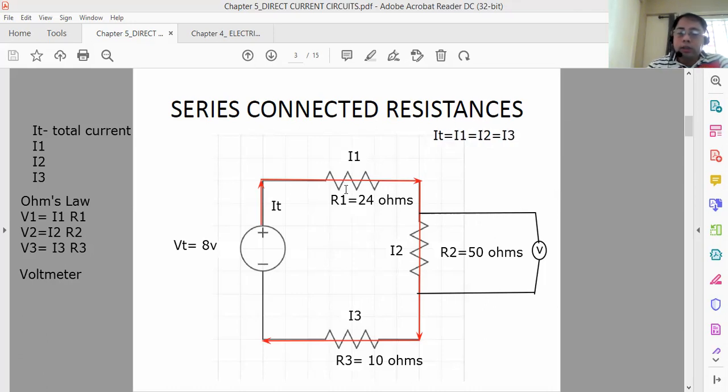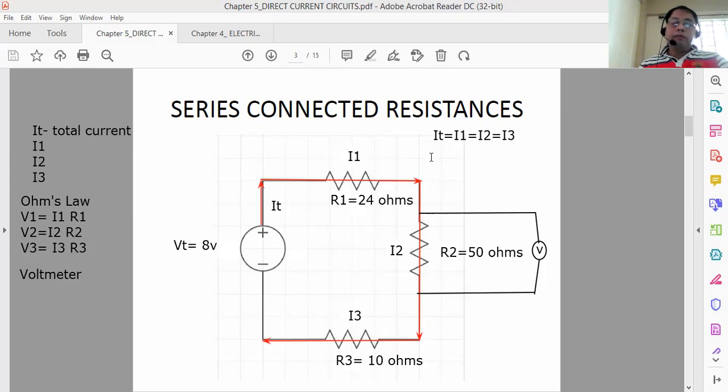All the currents simply get in, get out, get in, get out of the different resistances, and eventually return back to the battery unchanged. So the current simply goes around. However, it is not being reduced, or increased as well, but it is simply entering and getting out of the resistances and returning back to the battery. So that's the first principle governing series connection.